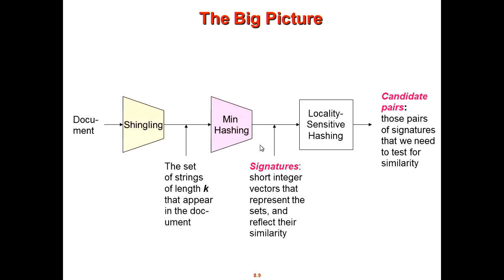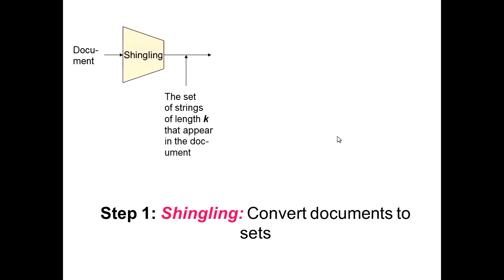Next, based on the results obtained from the min hashing technique, we apply locality-sensitive hashing to do the similarity checking only for the candidate pairs. After the three steps, finally we will find the most similar pairs in the given data set. So that's the big picture. Remember: shingling, min hashing, and locality-sensitive hashing. It's step by step.